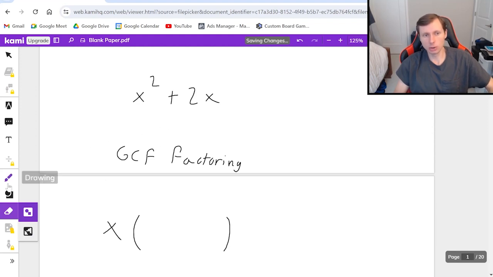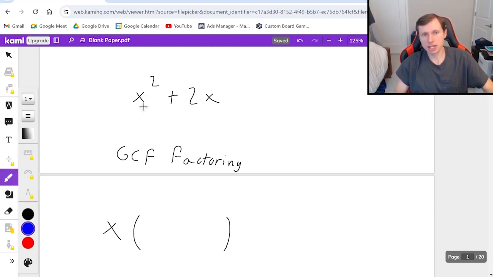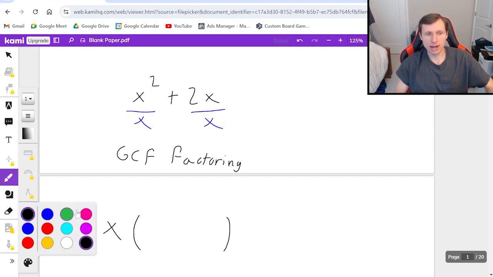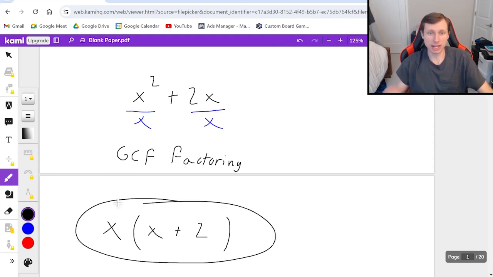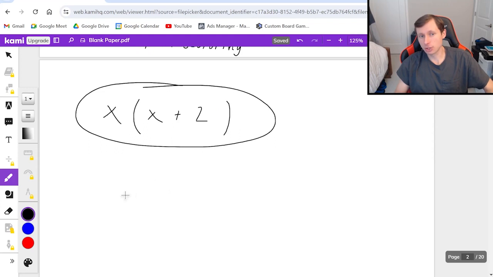And then to find out what goes in the parentheses, I just have to divide both of these things by x. X squared divided by x is just going to be x. Not sure if you knew that or not, but that's what it is. And then 2x divided by x, that's just going to be plus 2. So then this is my answer for the factorization. We're done.